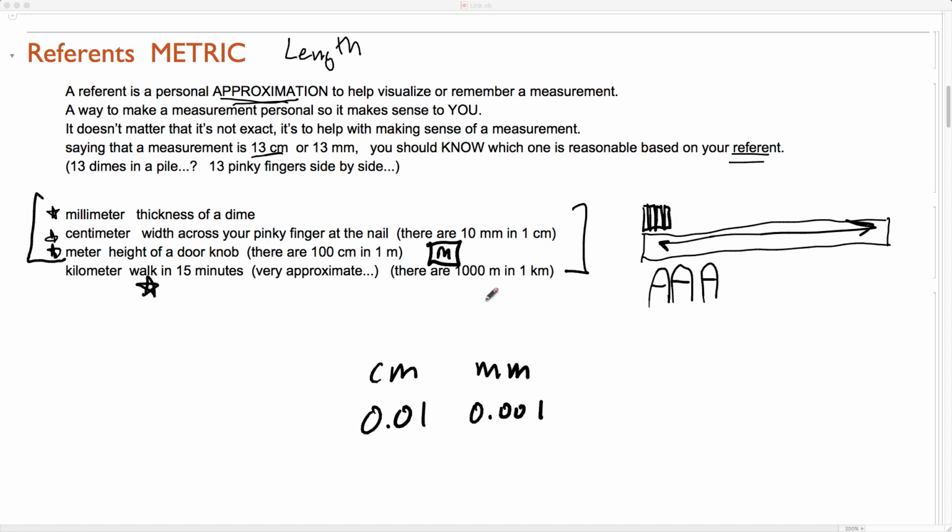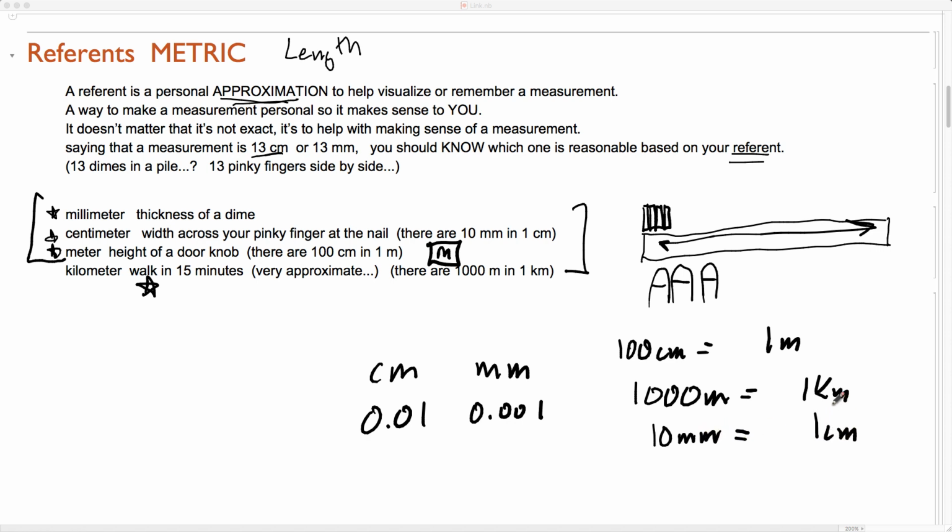And there are all of these conversions that you could have. There are 10 millimeters in 1 centimeter. 100 centimeters is equal to 1 meter. So all of these things can be very useful for making conversions. 1,000 meters is the same as 1 kilometer. 10 millimeters equals 1 centimeter. These are all useful things to know.